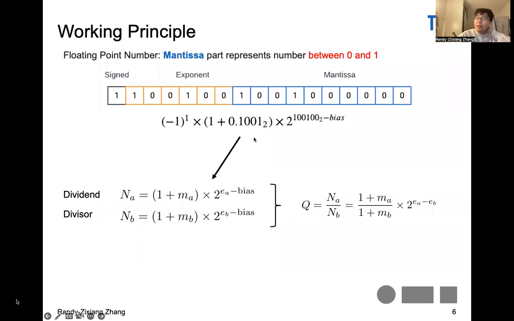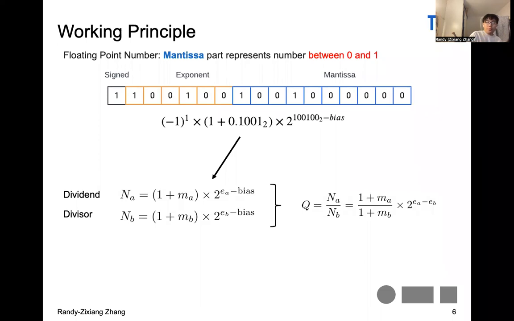First, we're going to briefly review what a floating point number actually is. It's composed of an exponent and a mantissa. The mantissa represents a number between 0 and 1, and it cannot be equal to 1. It's like the scientific notation that we learn in high school.